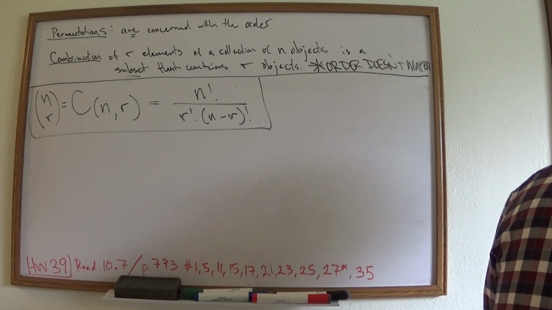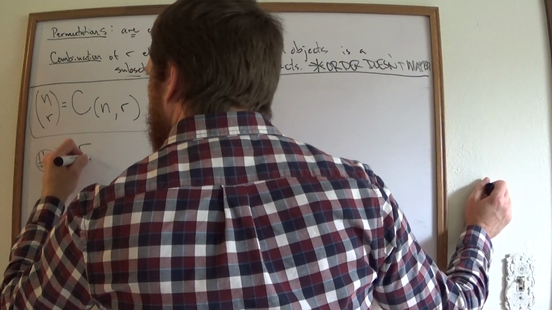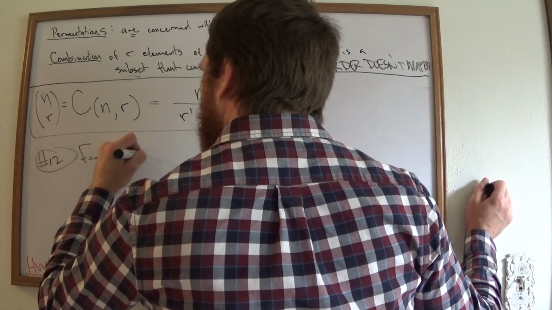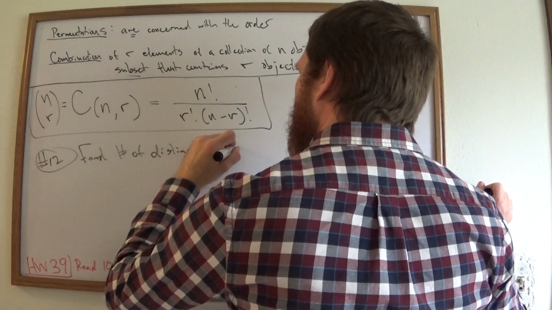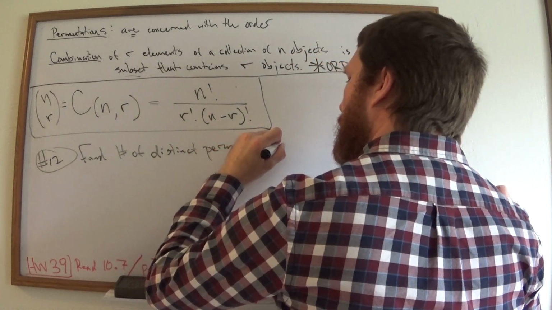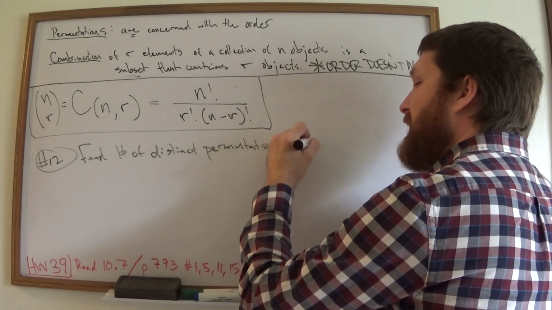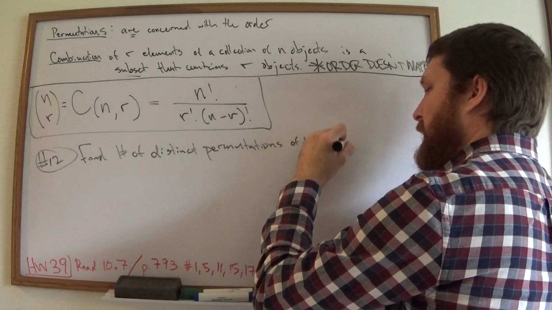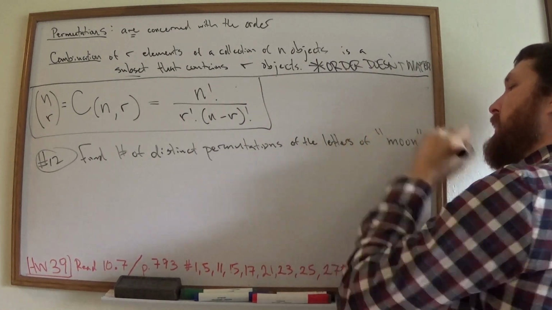Here's number 12. Find the number of distinct permutations of the letters of the word moon.